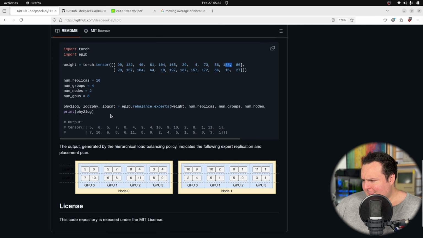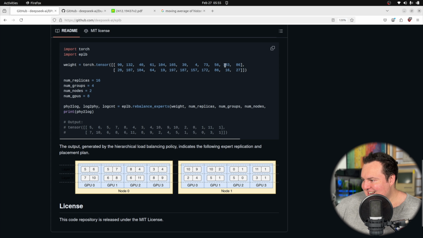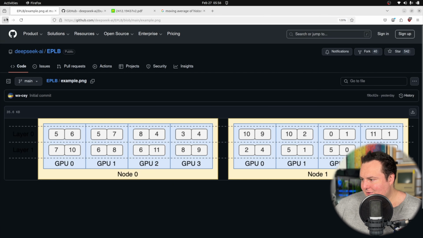So we can see 5 here is replicated. We have 4 is replicated as well. So that would be this one. Okay, so that is confusing to me, but I suppose it makes sense. And then 10 is right here. We can see, so 10 is replicated. Oh, and then 1 is replicated as well.